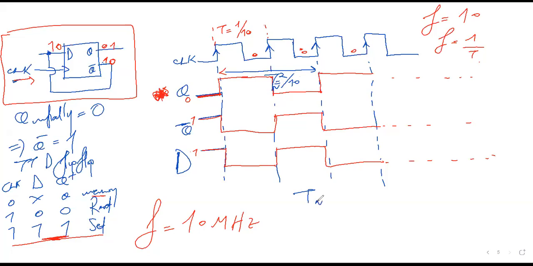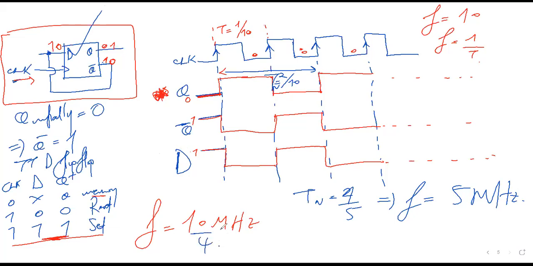If my new T is now 2 over 10, which is 1 over 5, it means my frequency is 5 megahertz. And I've applied a D flip-flop to divide a given frequency. This is how the D flip-flops are applied. We can do the same. Say if I want to divide this 10 maybe by 4, I can just add another D flip-flop.